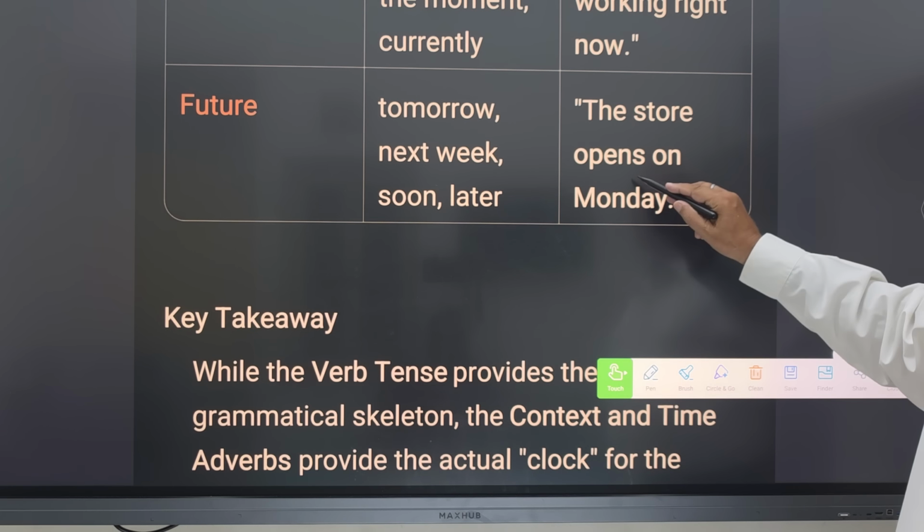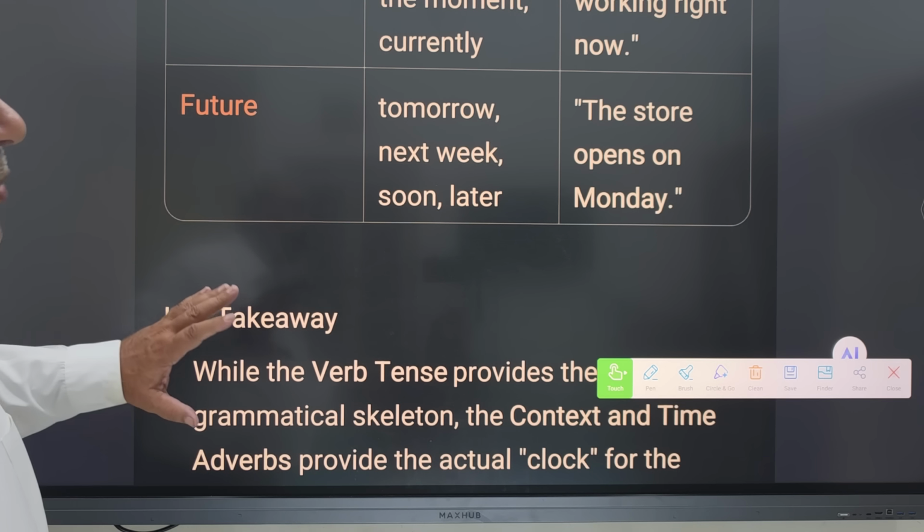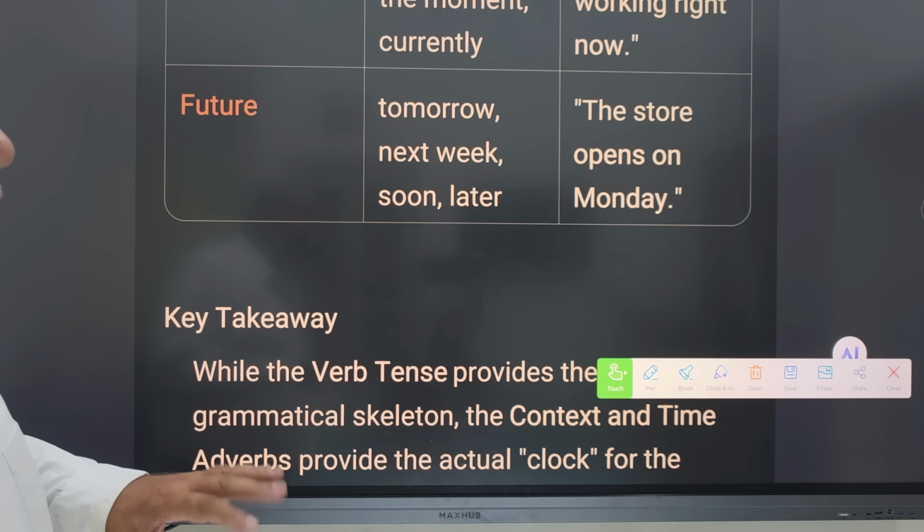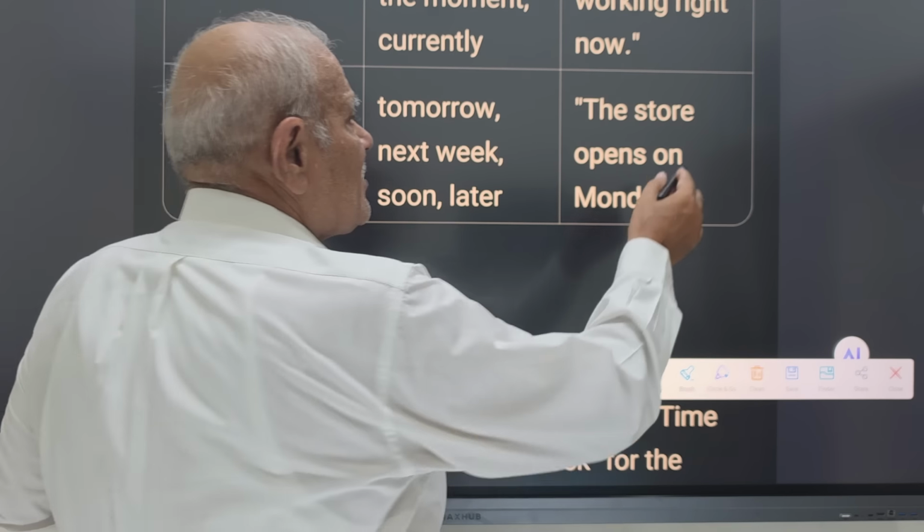Side by side, this is fixed. You can say timetable or schedule: now the store is closed for the long weekend and it will open on Monday. But instead of using it with will, you can simply say the store opens on Monday. There is no need to use will or shall.